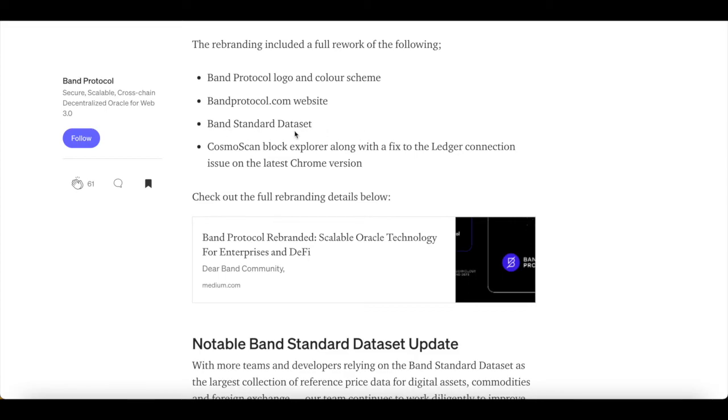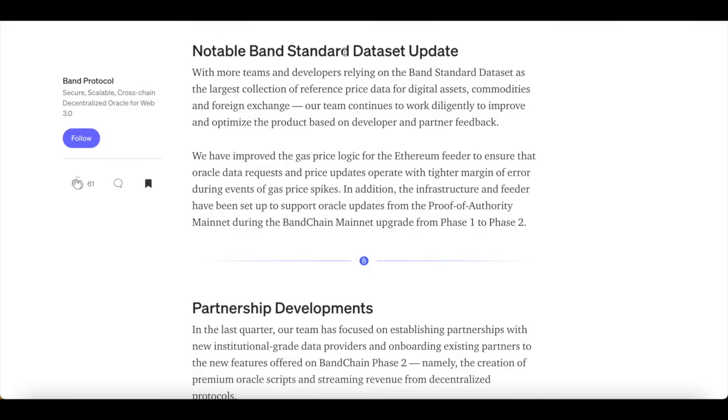Now, the Band standard dataset also went through changes, and the Cosmos Scan block explorer, along with a fix to the ledger connection issue on the latest Chrome version. All of these went through updates. Notable Band standard dataset update: more teams and developers are relying on the Band standard dataset as the largest collection of reference price data for digital assets, commodities, and foreign exchanges, and our team continues to work diligently to improve and optimize the product based on developer and partner feedback.